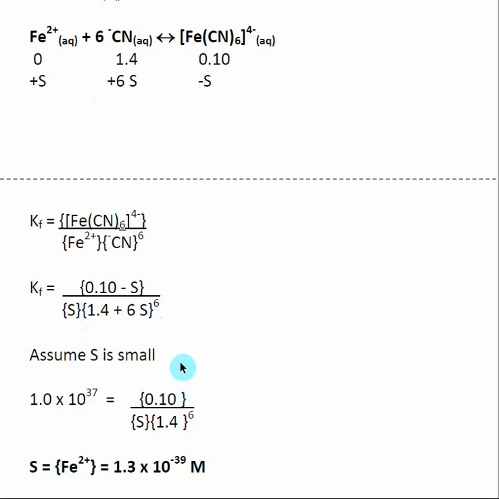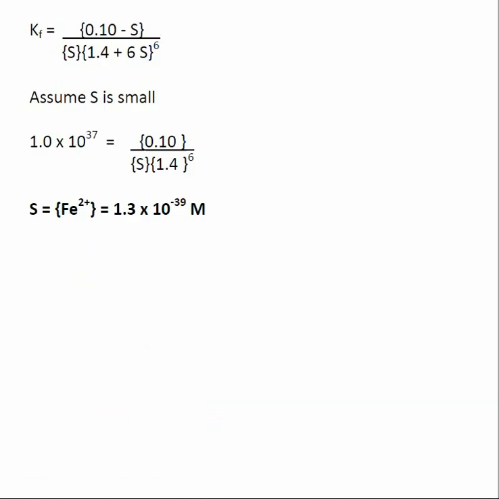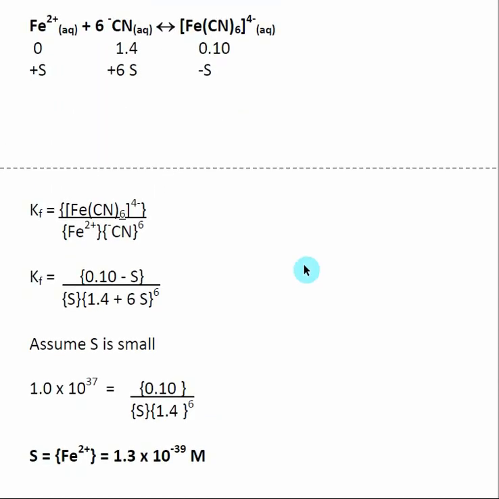Once we remove the S's, we're left with this equation, and we do the calculation, and we find that S is equal to 1.3 times 10 to the minus 39th molar. And in this case, S, we've decided, is equal to the concentration of Fe2+. So you can see that the formation of a complex is very effective for removing ions out of solution, and you can tell that because after we form this particular complex, our concentration of Fe2+ is very, very small.